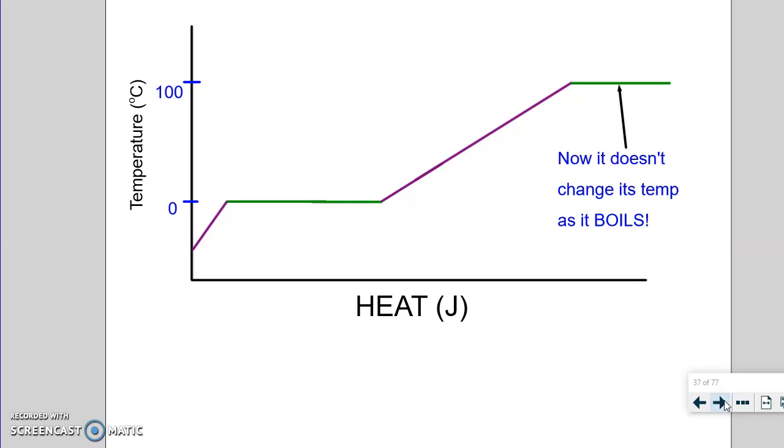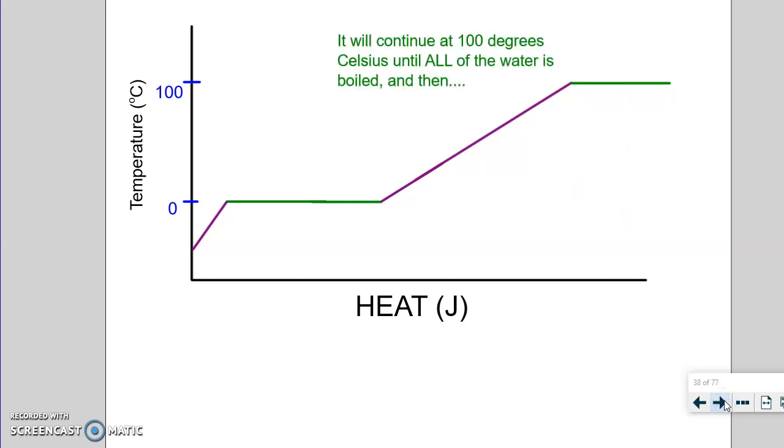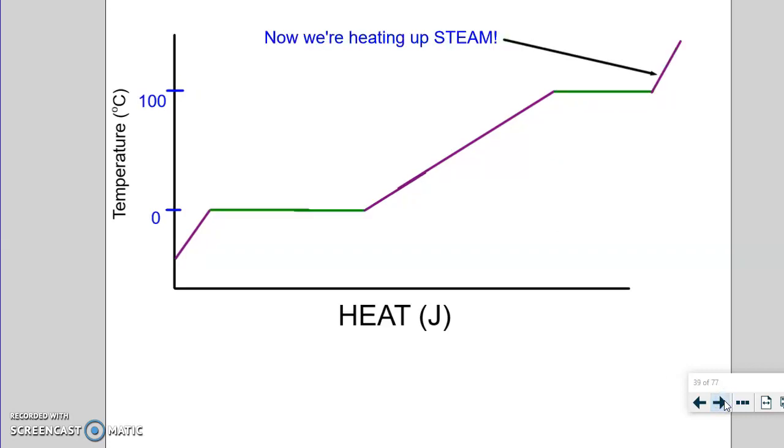And as we continue to boil it away, we keep adding heat until all the water is boiled away, and then after all the water is boiled away, it's going to go up again, and that's steam. We're basically taking hot steam and we're making it even hotter as we add heat to this system now.